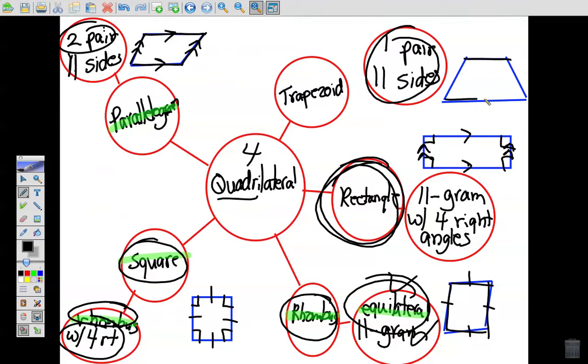Now a trapezoid, you only have 1 pair of parallel sides. Notice I have only 1 pair of sides that are parallel. These sides, if they kept on going, they're going to cross. They're not parallel. So a trapezoid is another type of 4-sided figure. That's easy to recognize. It only has 1 pair of parallel sides.